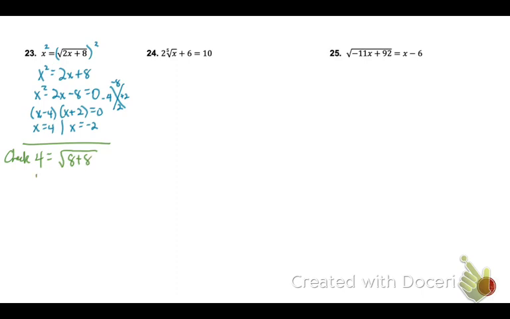So let's check 4. I'm plugging that in for x on both sides, and I get positive 4 equals the positive square root of 16, which is 4. So x equals 4, that checks.